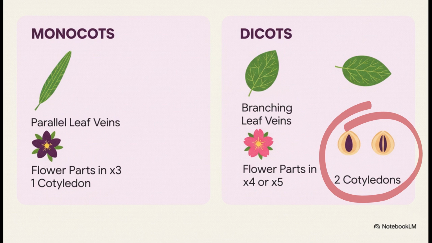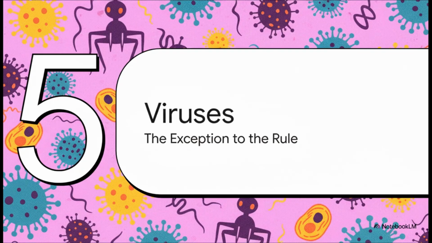And finally, that weird word cotyledon just means the first seed leaf. Mono means 1, di means 2. Monocots have 1, dicots have 2. Easy. We've classified animals, we've classified plants, but now we're going to look at something that breaks all the rules we just learned, a real biological puzzle.